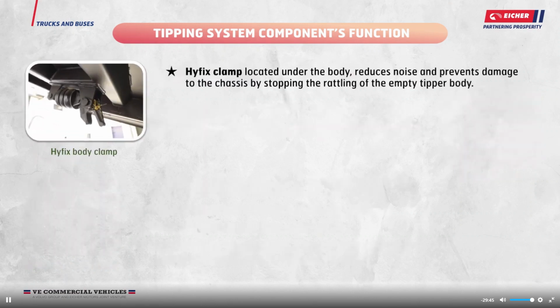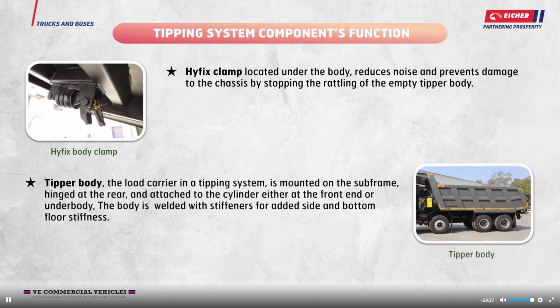High-fix clamp located under the body reduces noise and prevents damage to the chassis by stopping the rattling of the empty tipper body. Tipper body, the load carrier in a tipping system, is mounted on the subframe, hinged at the rear, and attached to the cylinder either at the front end or underbody. The body is welded with stiffeners for added side and bottom flow stiffness.